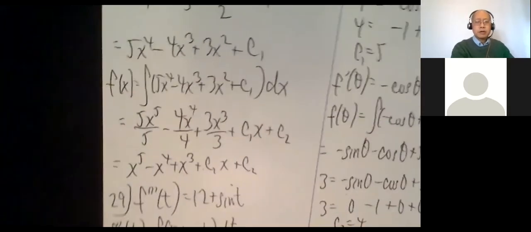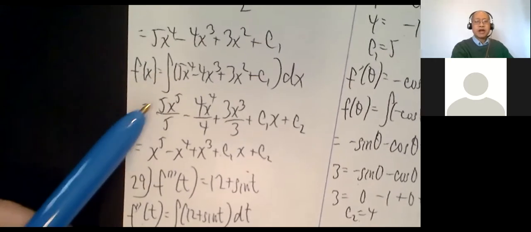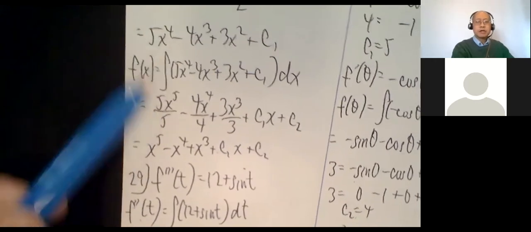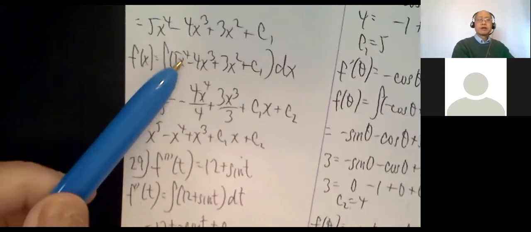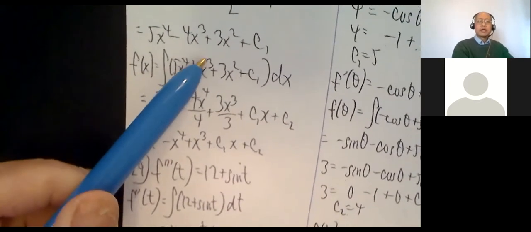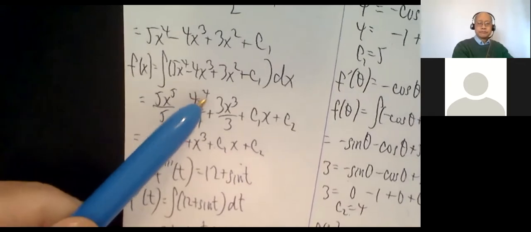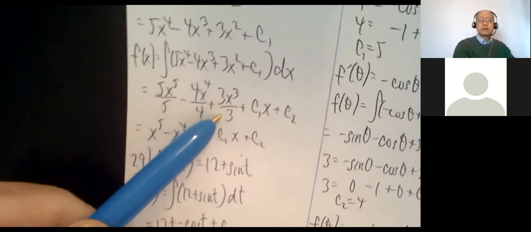Okay, so one more time. Power rule again. 5x to the fifth over 5 minus 4x to the fourth over 4. Remember the power rule, right? Leave the coefficient alone. Add 1 to the exponent and divide by the new exponent. Plus 3x cubed over 3.